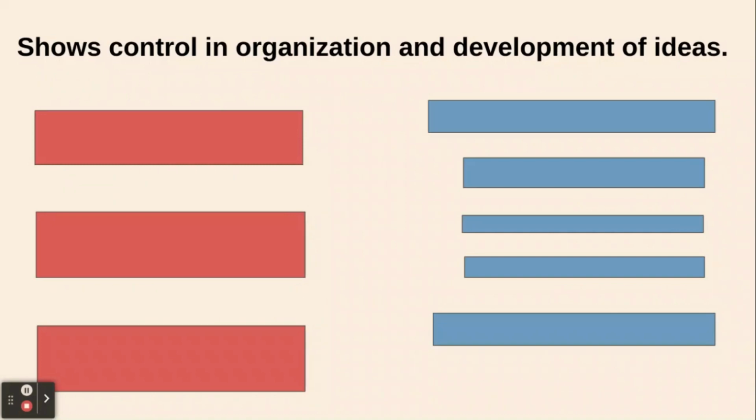The next bullet on the rubric was shows control in organization and development of ideas. I'm going to suggest either using a 3-paragraph structure. So it would be introduction, your examples to support your statement, and then a conclusion. Or another thing you can do is an introductory paragraph and then a paragraph for each of your examples, followed up by a conclusion.